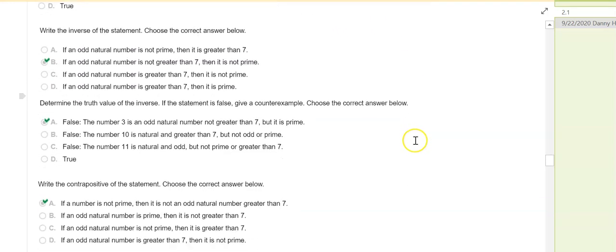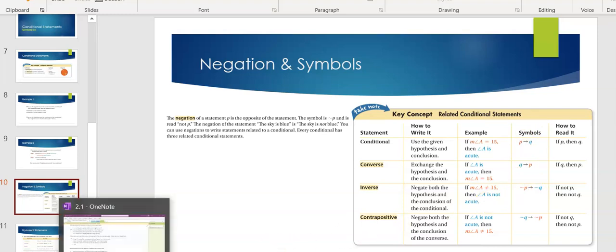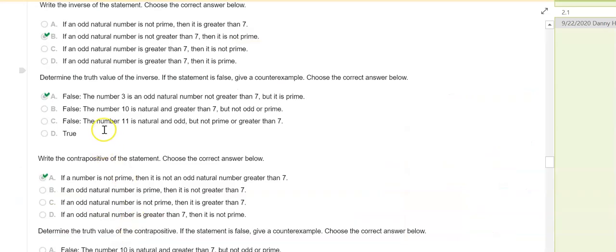Now we're going to look at the inverse, and looking at that inverse, we're simply going to keep the same order as the original conditional, and we are going to negate the hypothesis as well as the conclusion. And so we have here, if an odd number is not greater than 7, then it is not prime. We're going to try to find a counterexample to this, and this is the number 3. 3 is an odd natural number not greater than 7, but it is prime. So the conclusion fails, and that's what happens with this particular one.